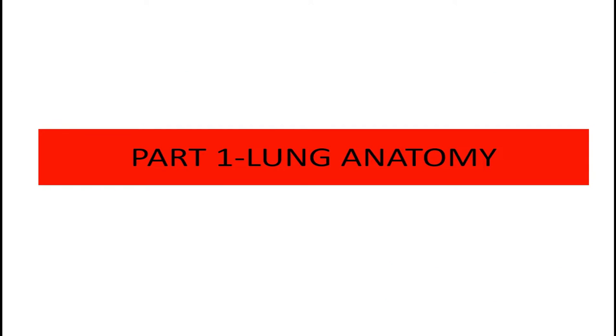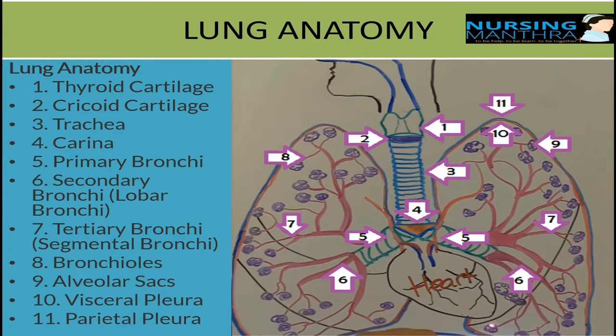Before going through the respiratory disorders, we should know the lung anatomy. So the lung anatomy and physiology are mainly the functions of the respiratory system. The lungs have primary functions and secondary functions. The primary function is to provide oxygen for metabolism in the tissues and remove carbon dioxide, the waste product of metabolism.